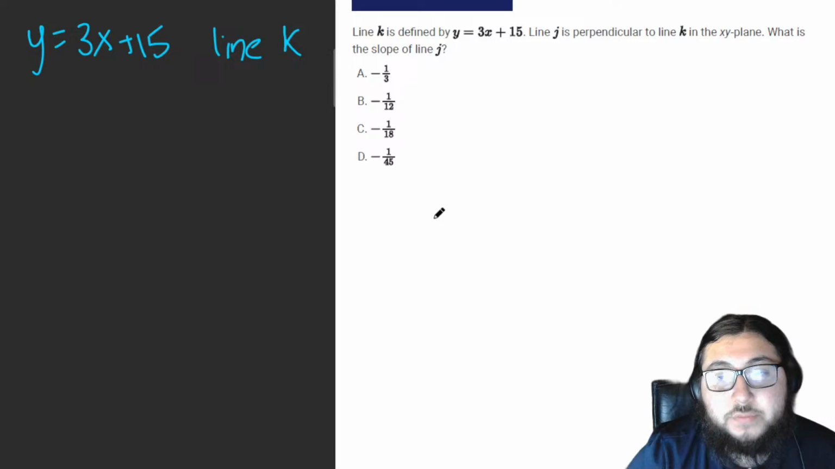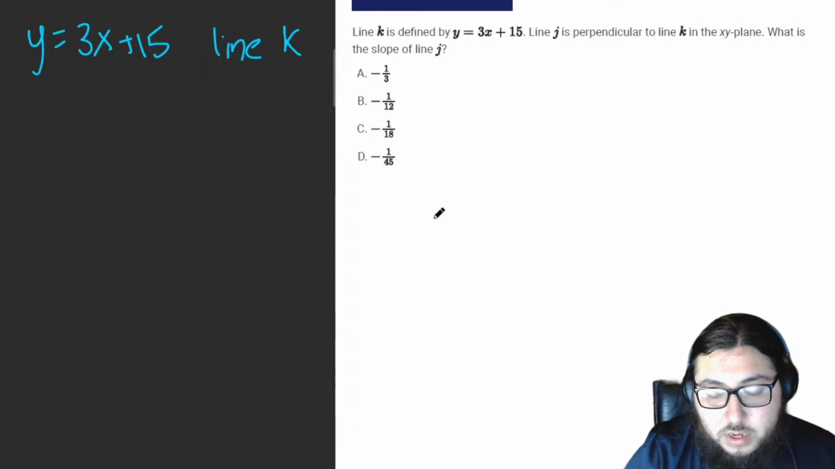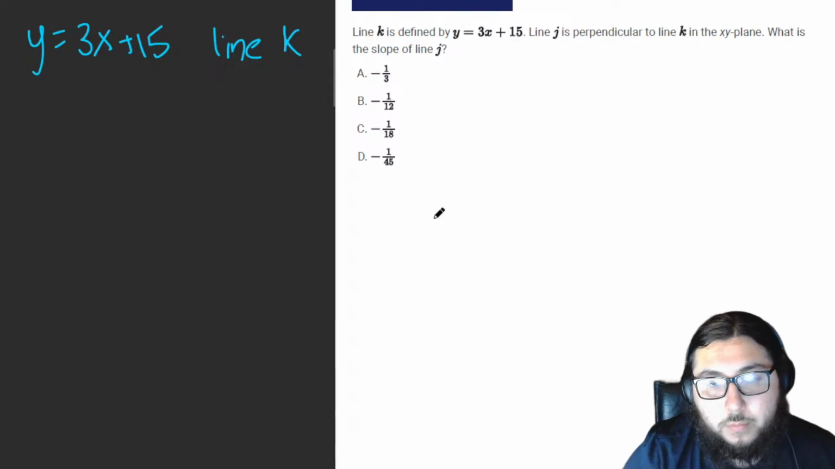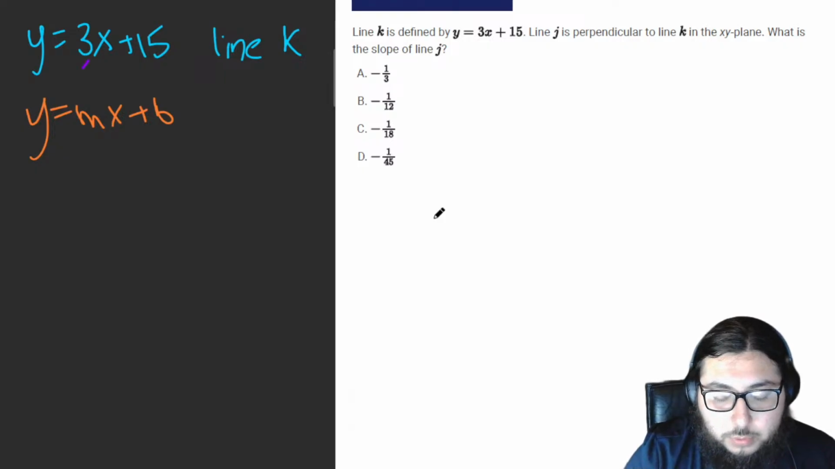And then we have line J is perpendicular to K in the xy plane. What is the slope of J? So recall that for perpendicular lines, when you have something in slope-intercept form, which is y equals mx plus b, where m is the slope and b is the y-intercept, all we have to do is take this slope. If it's not a fraction, write it over 1, and do the flip and flip.